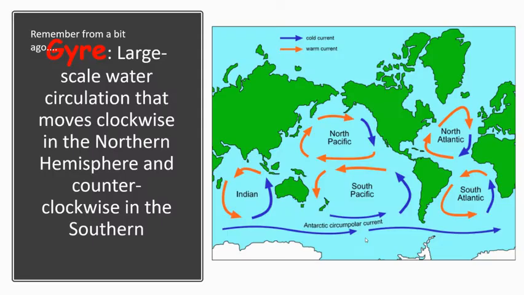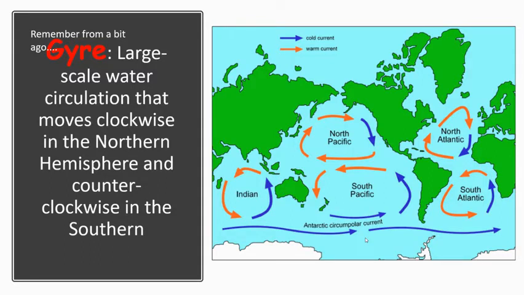So you may remember from previous screencasts, we talked about surface gyres. These are large-scale water circulations. They move clockwise in the northern hemisphere, counterclockwise in the southern hemisphere. They're caused by the interaction between winds and surface water in the oceans.